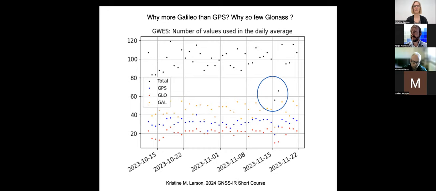Why are there more Galileo retrievals than GPS? It's because they have more frequencies. They have fewer satellites, but they have so many frequencies. GLONASS almost always has the fewest reflector height retrievals because they only have two frequencies. GPS has the most satellites, but only three frequencies, and one of those is only on some of the satellites.